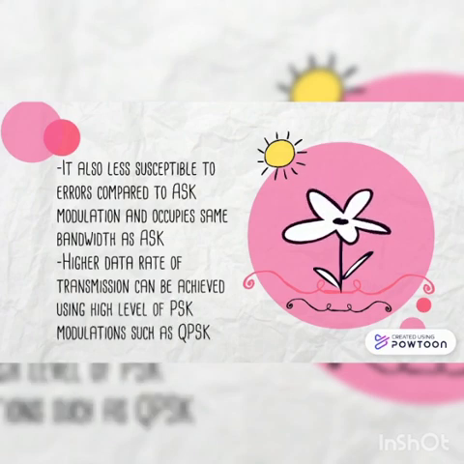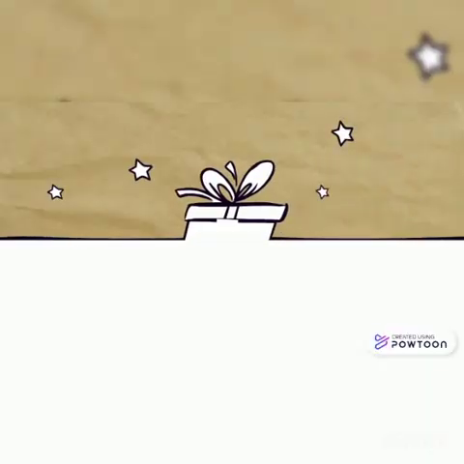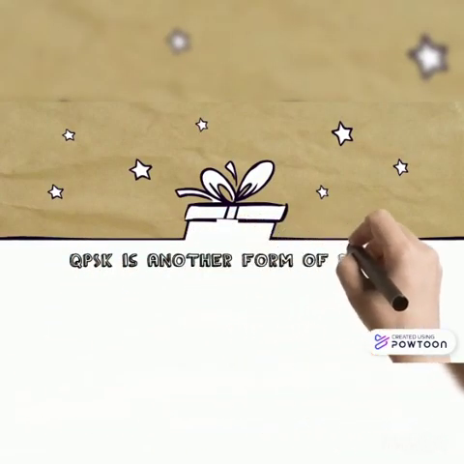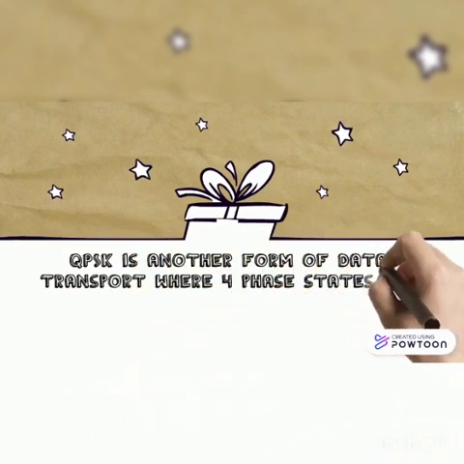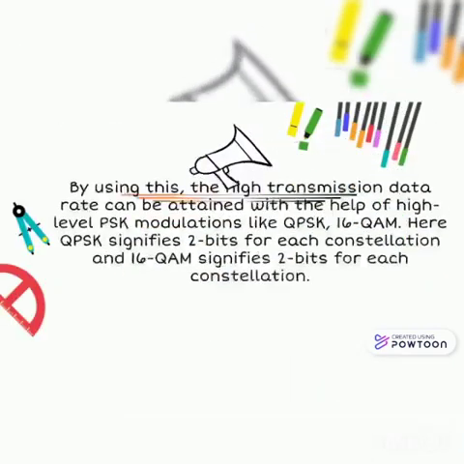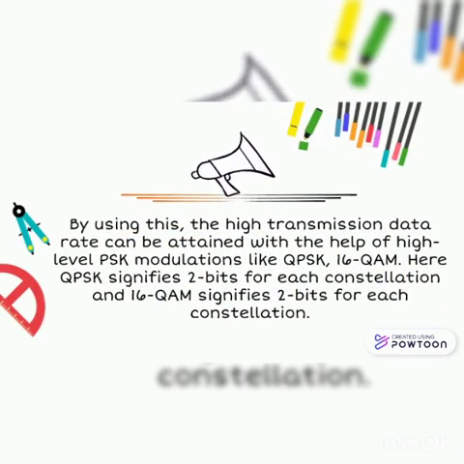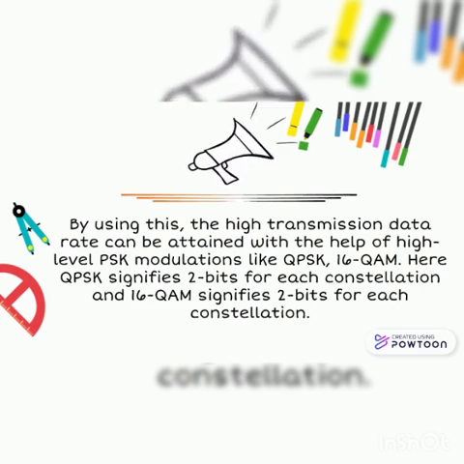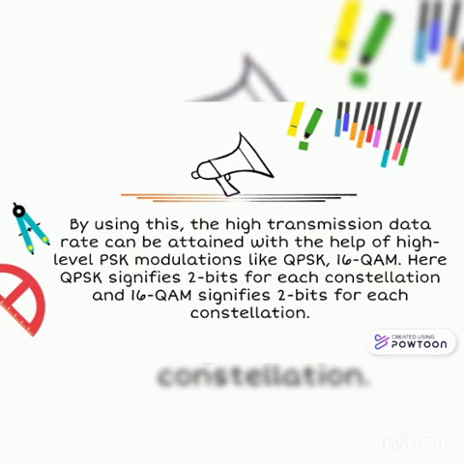Next, a higher data rate of transmission can be achieved using high level PSK modulation such as QPSK. QPSK is another form of data transport where 4 phase states are used, all within 90 degrees of one another. By using this, a high transmission data rate can be attained with the help of high-level PSK modulations like QPSK and 16 QAM. Here QPSK signifies 2 bits for each constellation and 16 QAM signifies 4 bits for each constellation.